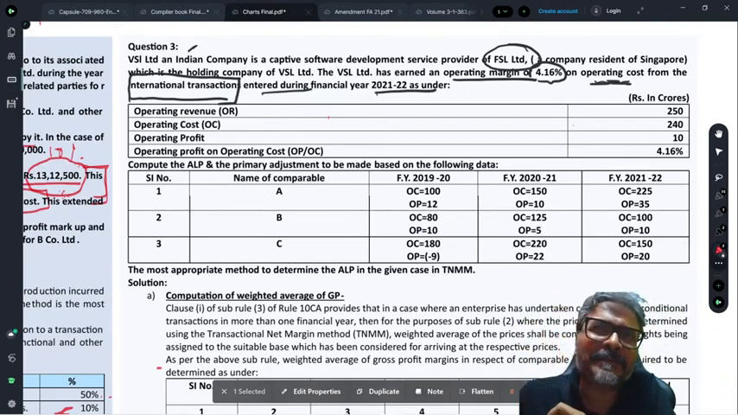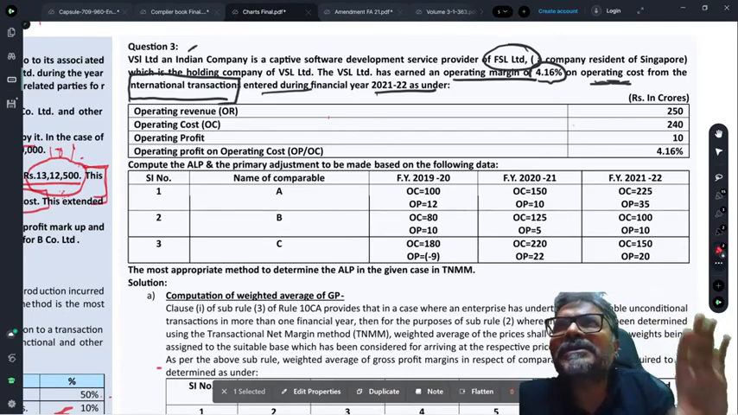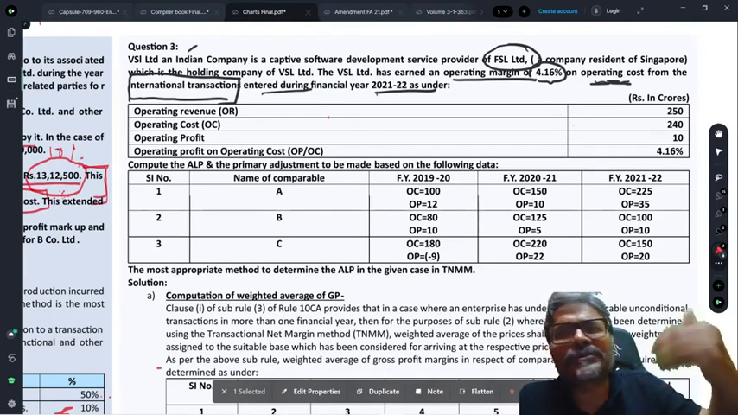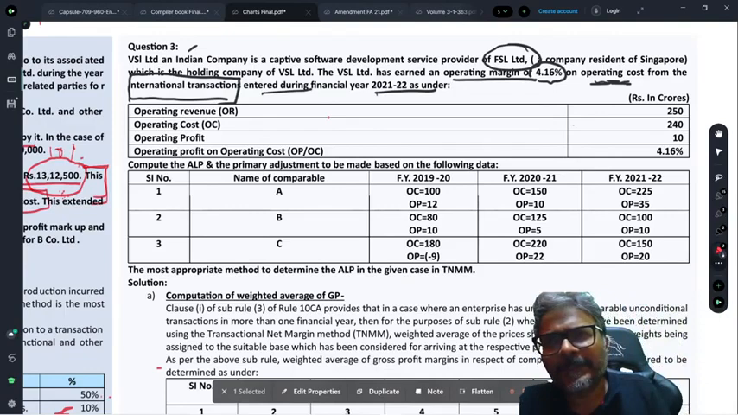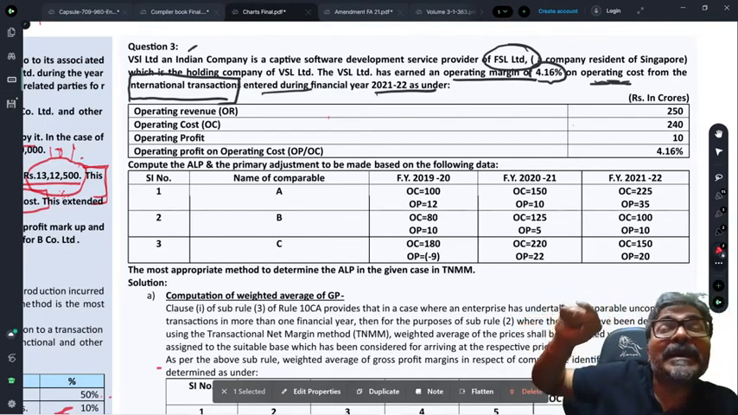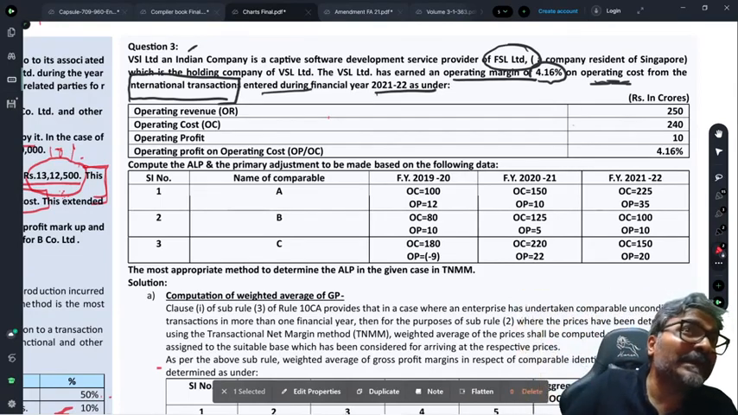So, what did I tell you, students, yesterday? In yesterday's class, what did I tell you? That the transaction net margin method having a base with the cost is the same as that of the cost plus method in the examination. So don't worry. The only thing that changes is in the transaction net margin method having a base with the resale price method.